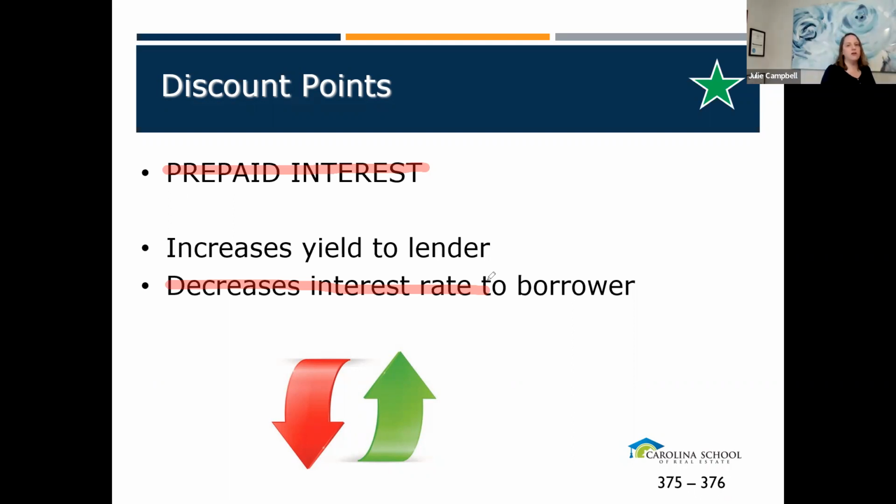And that lower interest rate will be your interest rate for the life of the loan. Now, don't worry, the lender gets something out of it too. What the lender gets out of discount points or prepaid interest is that it increases their yield. For our purposes, all we need to understand about a yield is it's the lender's return. It's the return on their profit. The higher the yield makes for a more sellable loan.